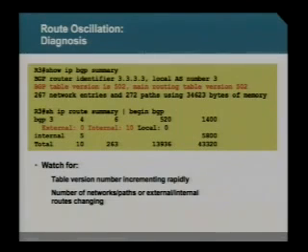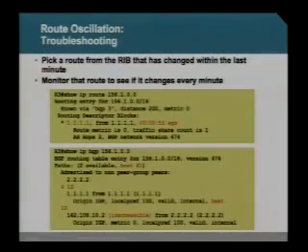The way you can detect it, the table version number is incrementing quite quickly, because the table version will be changed pretty much every time you need to make any change to it. And if you see this thing going up, and you can count the minutes to the time that the BGP session was first started, then you've got a problem. And the number of networks or paths or external, internal routes is changing frequently. That can give you a fairly big hint as well.